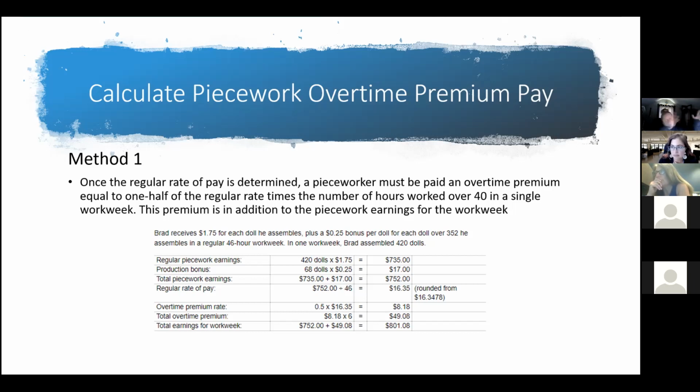Again, figure out his regular earnings, figure out his regular rate of pay, multiply by 0.5 to get your overtime premium, multiply by the hours of overtime, add them up together.